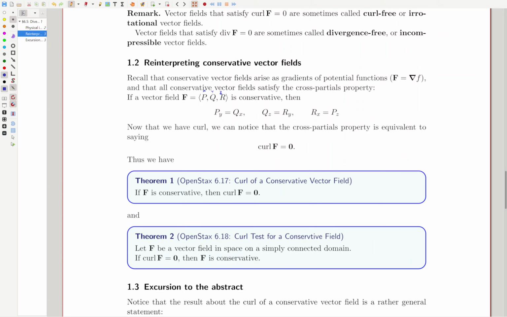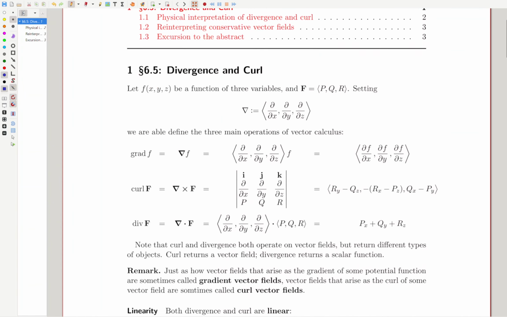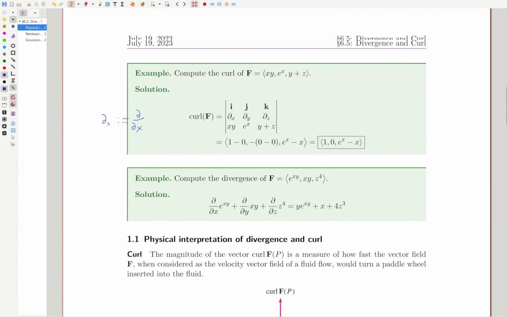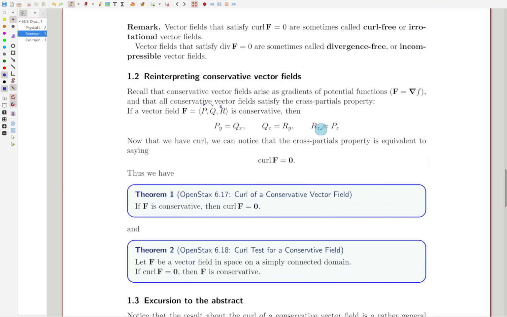But now that we have this operation, the curl, you can look back and notice, well, okay, it's a little bit far back, but this guy, if you set all three of these components equal to 0, you can move things around, and then you get the cross partials. You get those three equations that define the cross partials property. So these three equations are equivalent to this one equation, that the curl of the vector field F is equal to the 0 vector.